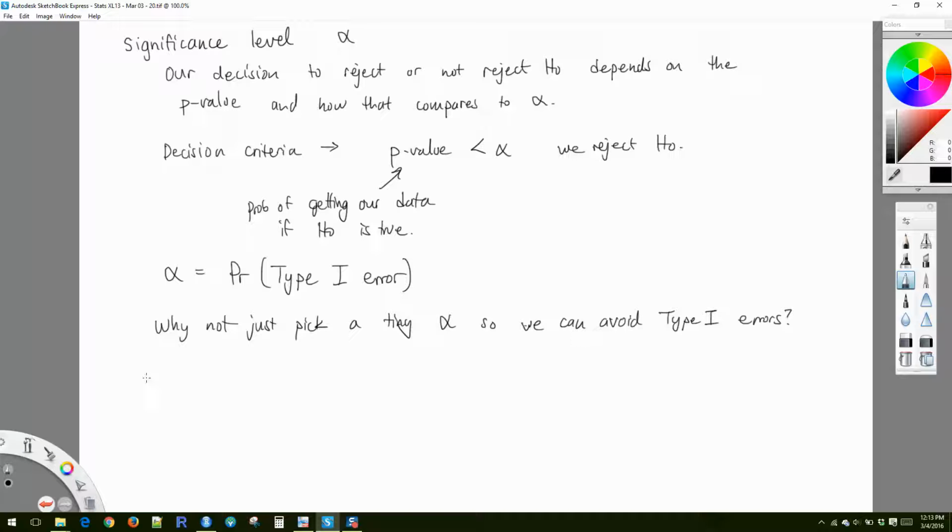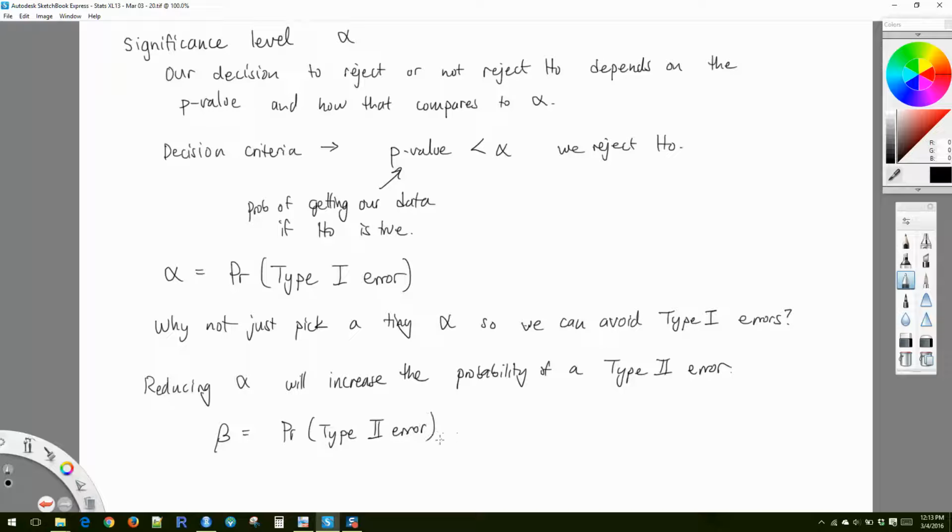Okay, so reducing alpha will increase the probability of a type 2 error. Okay, and we'll often say beta is the probability of a type 2 error.